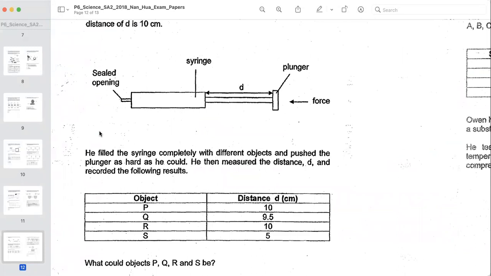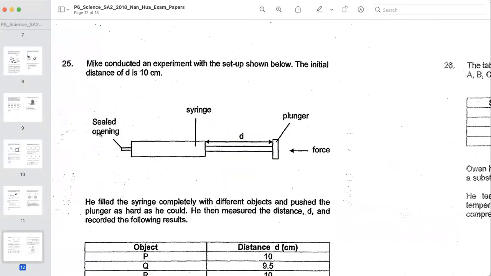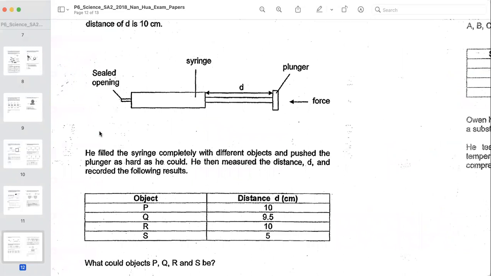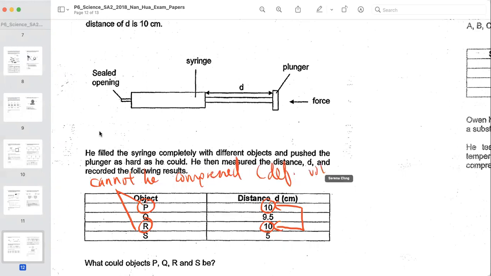Now you look at this. There are different objects and the initial distance is 10 cm. It's important to note this. That means these two at 10 cm, these two products P and R, cannot be compressed. Why can't they be compressed? Because they have a definite volume. So P and R must be either a solid or a liquid, because only solids and liquids have a definite volume and cannot be compressed.